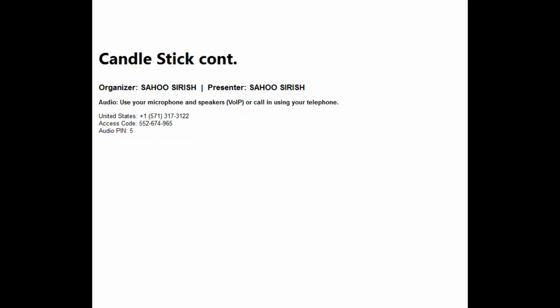So we'll start with candlesticks. Today, what I have planned is we'll learn all the trading setups, how exactly we are going to trade using these candlesticks.